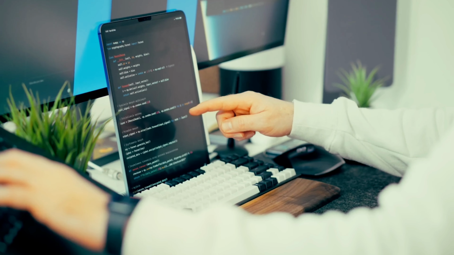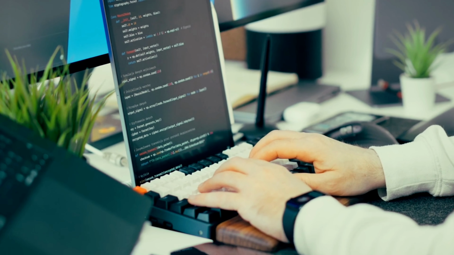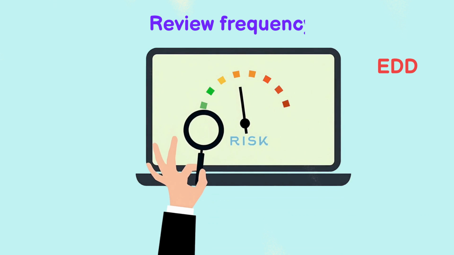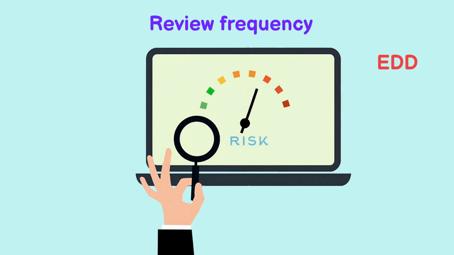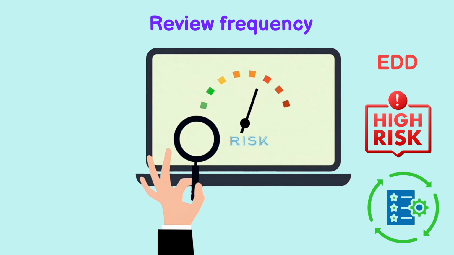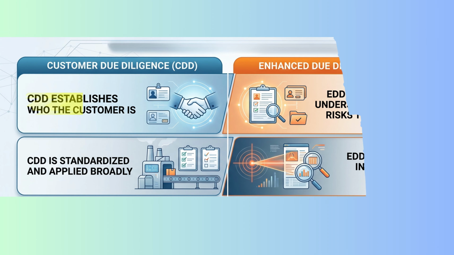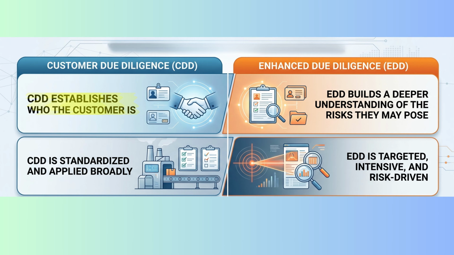Another key difference lies in monitoring. While both CDD and EDD require continuous customer monitoring, the frequency can be different. EDD usually requires a more frequent customer due diligence review and more scrutinized transaction monitoring than CDD. So if we break it down clearly, CDD establishes who the customer is. EDD builds a deeper understanding of the risks they may pose. CDD is standardized and applied broadly. EDD is targeted, intensive, and risk-driven.